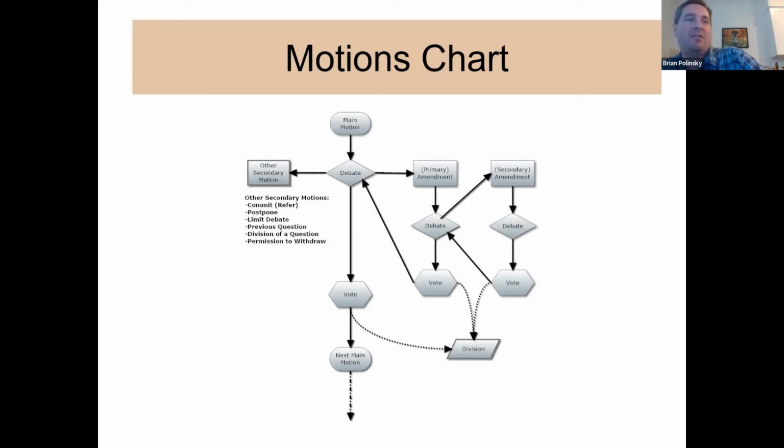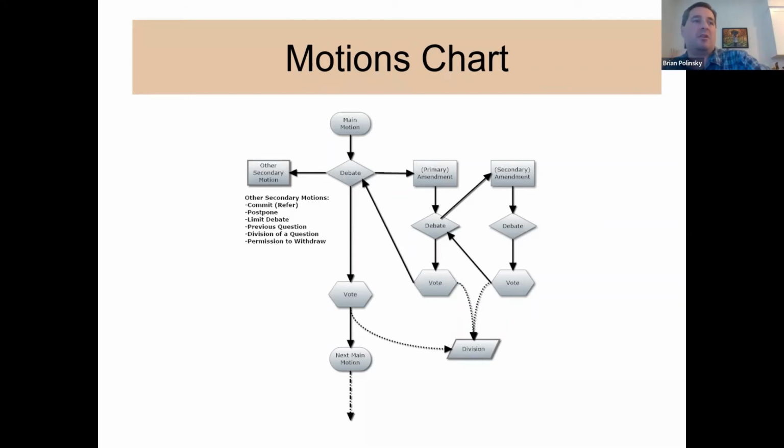So the primary one is just the regular motion to amend. That can be subject to debate and then a vote. And after that vote, we return to the debate on the main motion. And you'll see here that during debate on the primary amendment, someone can make a secondary motion to amend. That is a motion to amend the amendment. And then when that happens, we have to have a debate on that secondary amendment, a vote on that. And then once we do that, we return to the primary amendment. And then the debate on that continues. We vote on that. We go back to the main motion.